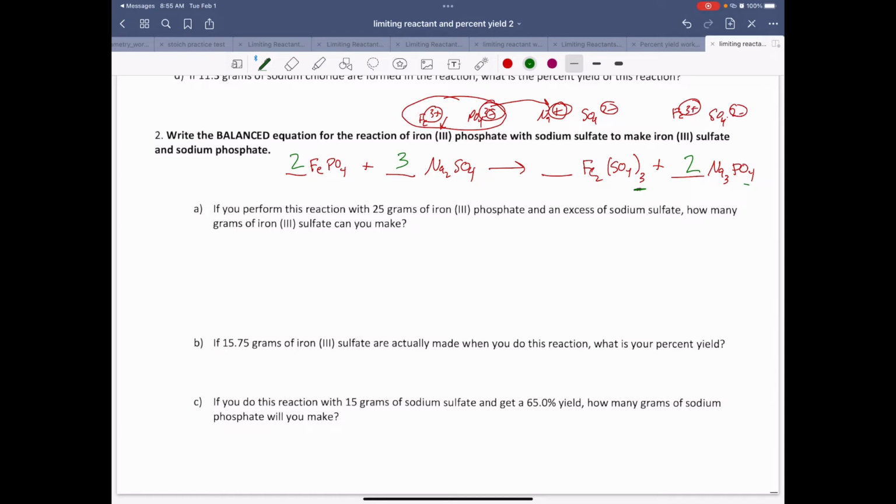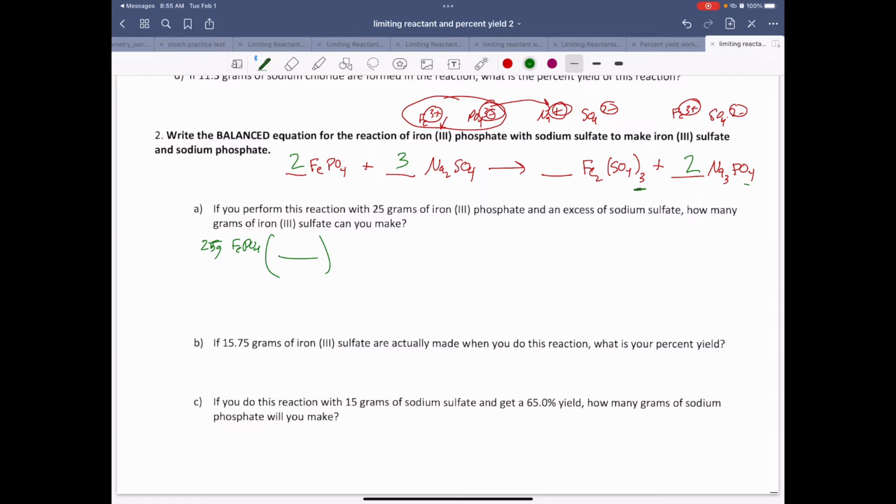So if you perform the reaction with 25 grams of iron phosphate and an excess of sodium sulfate, how many grams of iron sulfate can you make? So this is not going to be too difficult. It's going to be 25 grams of FePO4. Let's convert that into moles.